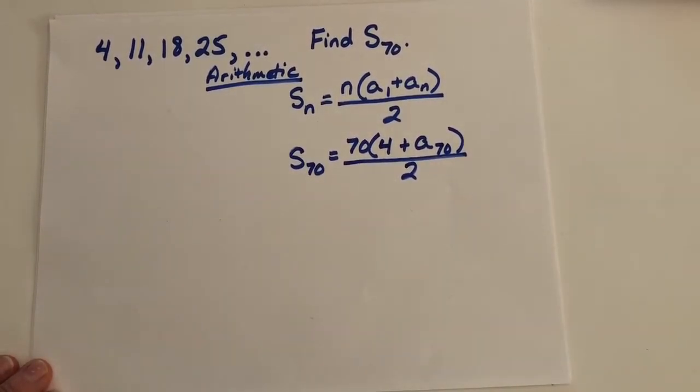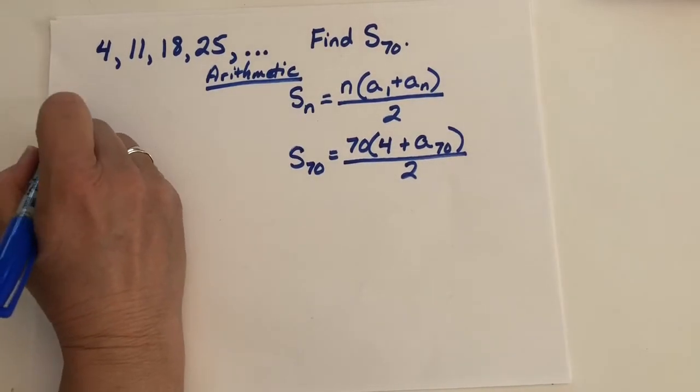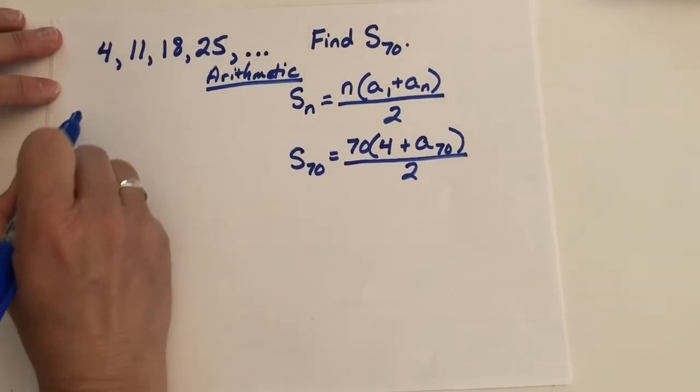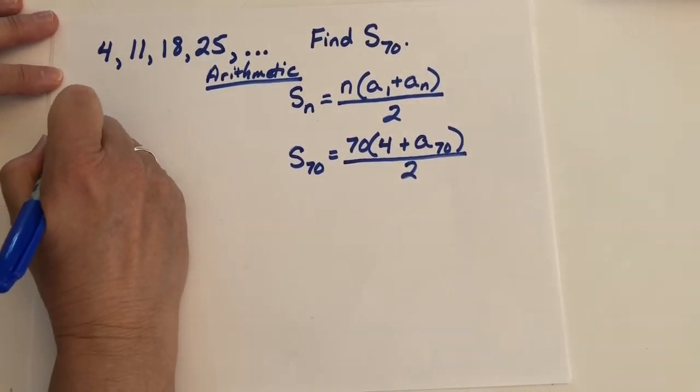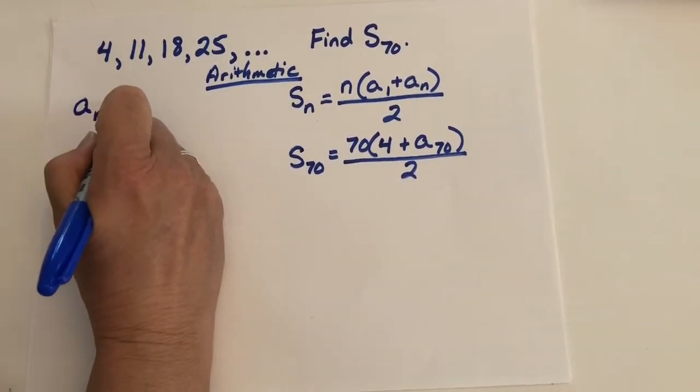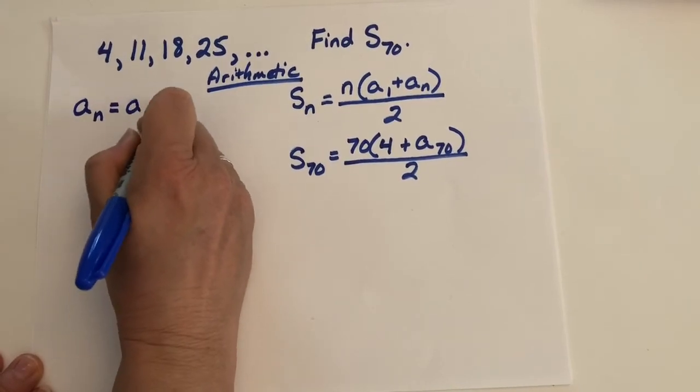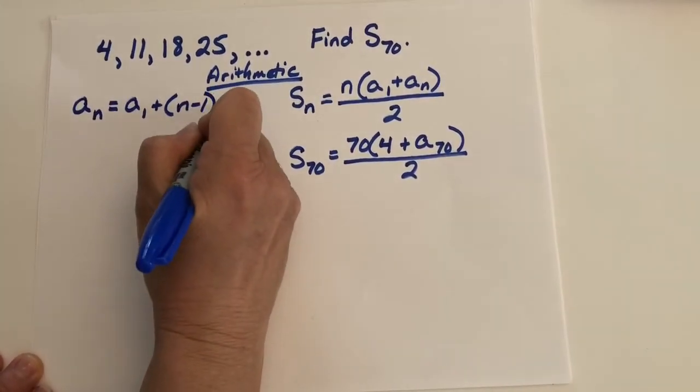But fortunately, we have the formula that relates the terms of an arithmetic sequence. So in this problem, we need both of these formulas. Remember, here's the relationship between the first term and the nth term of an arithmetic sequence. It looks like this. A sub n equals a sub 1 plus n minus 1 times d.